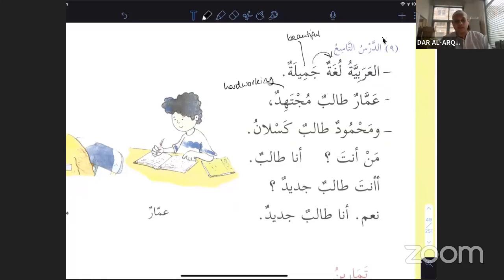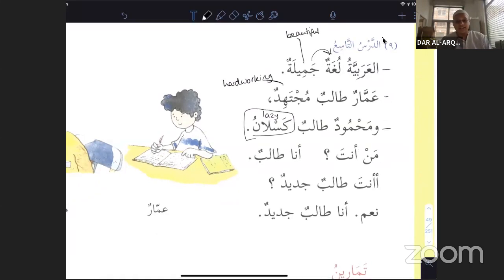Next line. Wa Mahmudun talibun kaslan. Kaslan means lazy. Now there's something about this word we'll need to cover, but we'll get to it, inshallah. But Mahmoud is a lazy student. Kaslan is an adjective for talib. Keep that in mind. Even though you see one dhamma there, talibun has two dhammas. The main point is though, they're both majroor. So it doesn't matter how many dhammas they have. If they're both majroor, then it follows on from the four rules.